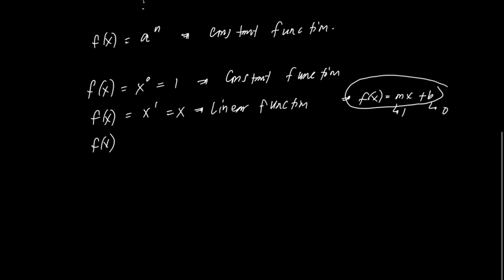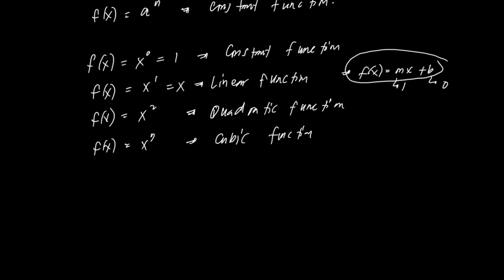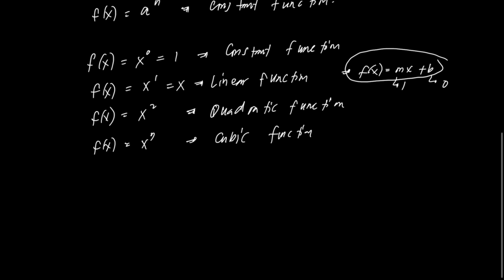And what is f of x equals x squared? What kind of function is this? Yes, this is a quadratic function. And f of x equals x cubed is just a cubic function, and so on. Quartic function, quintic function, and x to the n, which is actually a polynomial function, the general form of polynomial functions, where the a's are 0 except for a sub n.